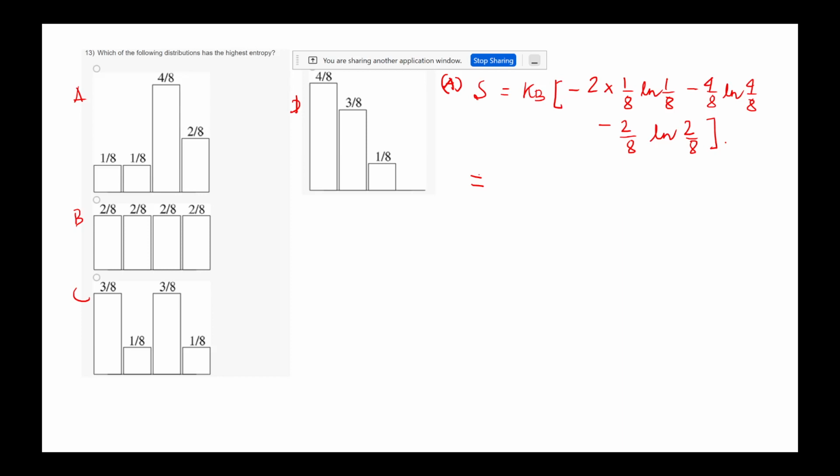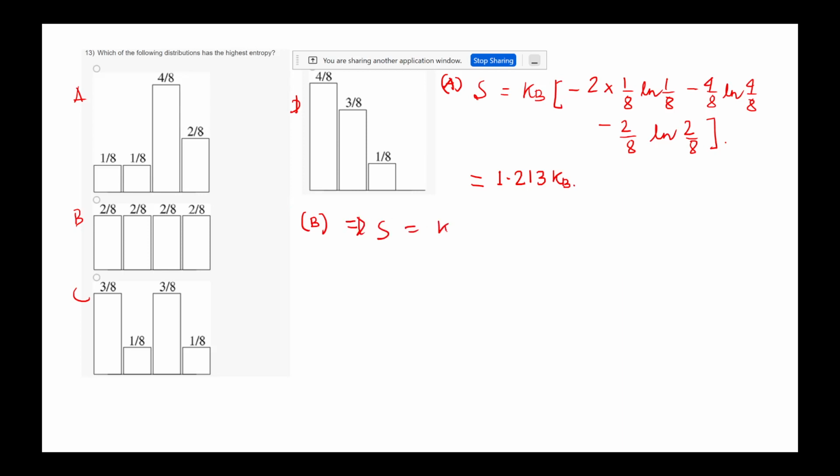so that becomes 0.25 ln 1 divided by 8 minus 0.5 ln 0.5 minus 0.25 ln. This gives you 1.213 k_B.